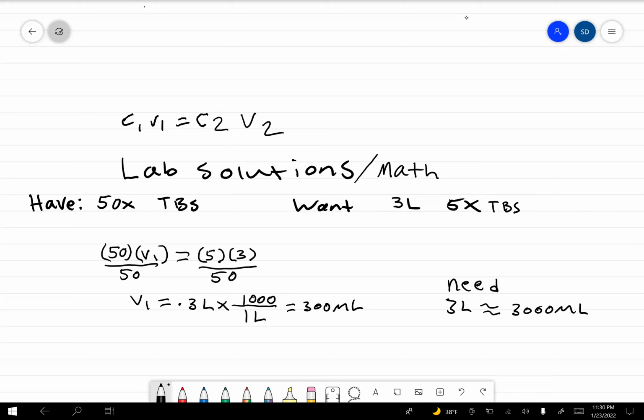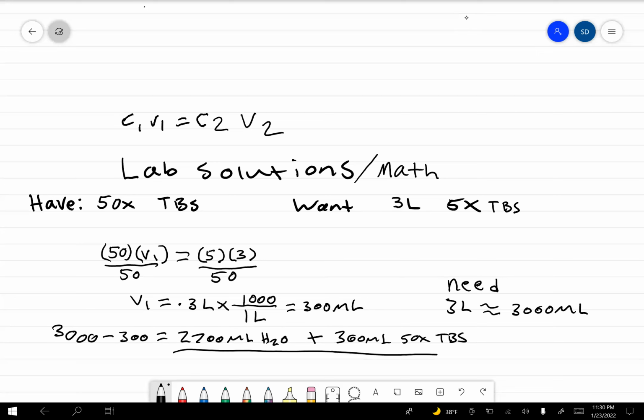So this is the total volume that we need, but this is the volume that we need of this TDS solution. So we'll take the total volume that we need and subtract from it the amount that we just calculated that we needed in the stock solution. We'll get 2,700 milliliters. Now this will be the water we need to fill. That plus 300 milliliters of 50 times TDS will give you your 3 liters of 5 times TDS.